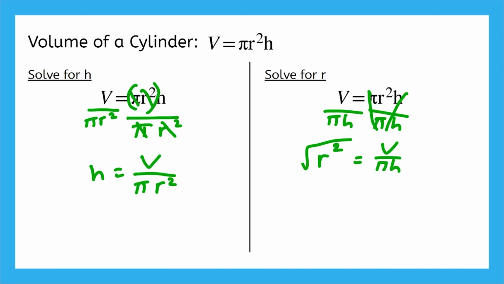Be careful here, we have to square root the entire side. So the square root goes over everything. And now we're done. R is equal to the square root of V divided by pi H. So if we knew the height of a soup can and how much soup it holds, we could find the radius of the can without having to measure it.